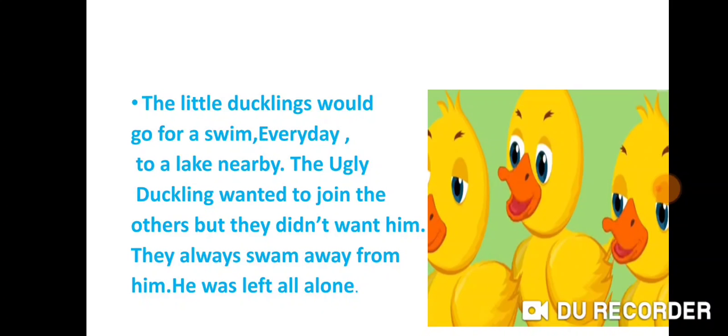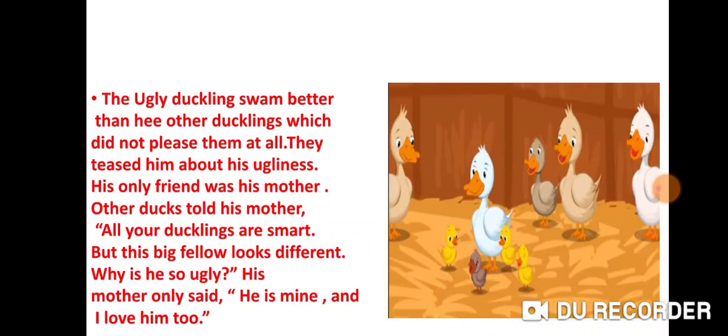So every time he would approach them, to mingle with them, to swim along with them, the other ducklings would always keep him aside. Nobody wanted him along with them. The ugly duckling swam better than the other ducklings, which did not please them at all. Compared to the other 6 ducklings, he would swim much better and much faster, and this is what they did not like about him. They teased him about his ugliness. They made fun of him, that he is so ugly.